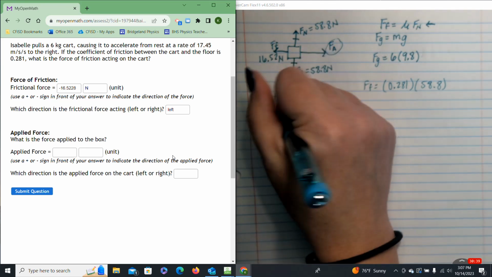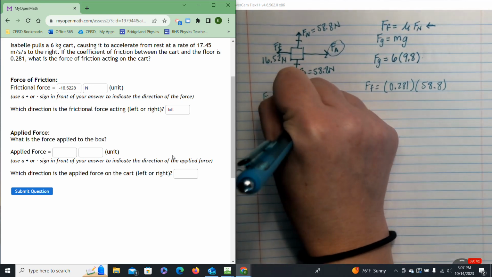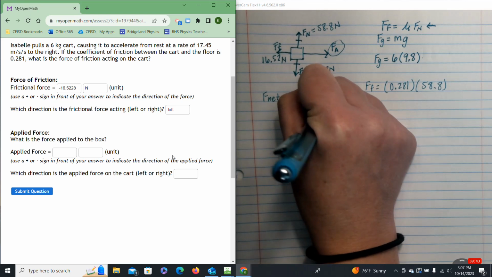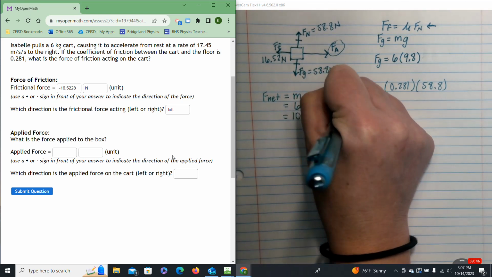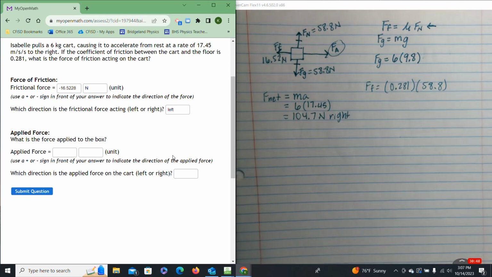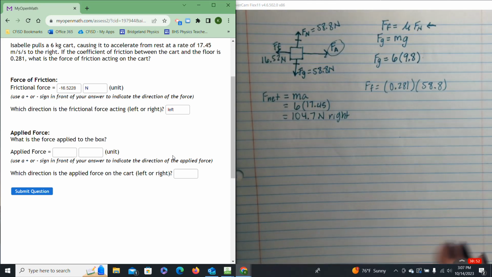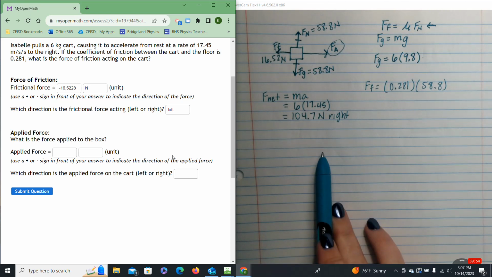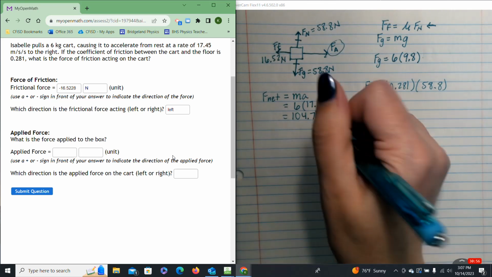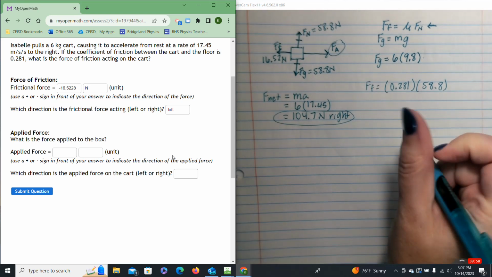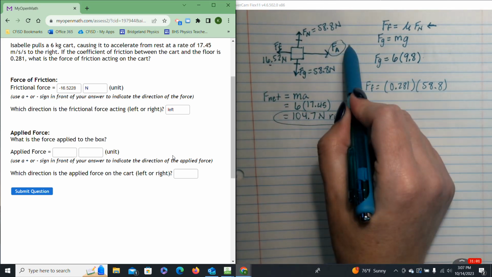So F net is 104.7 newtons, and again it will be in the same direction as my acceleration, to the right. You can also label that positive on here because that's what we've been doing. But the question doesn't want the net force, it wants the applied force. However, if I know the total forces acting on it, and I know this one, I can find this one.